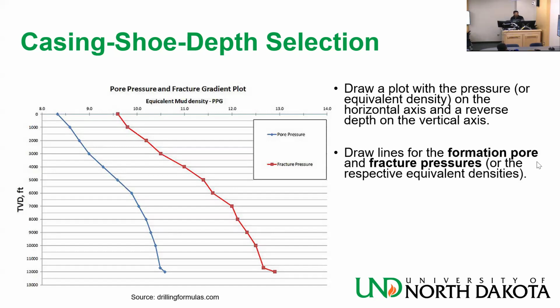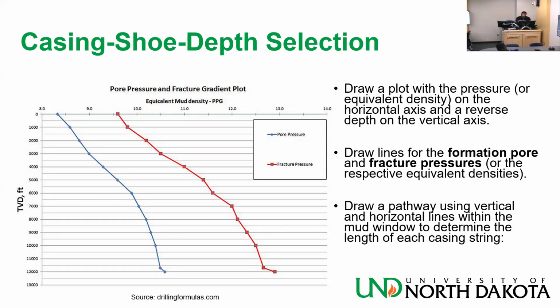Draw lines of the formation pore pressure and fracture pressure. This is what we have here for the mud window. And then draw a pathway using vertical and horizontal lines within the mud window to determine the length of each casing string. This is how you do the casing seat selection. You can do it in one of two ways, bottom-up manner or top-down manner. Both of them work. They're gonna give you slightly different results, and you need to then make a smart decision, thinking of economics and other factors, which way you'll go.